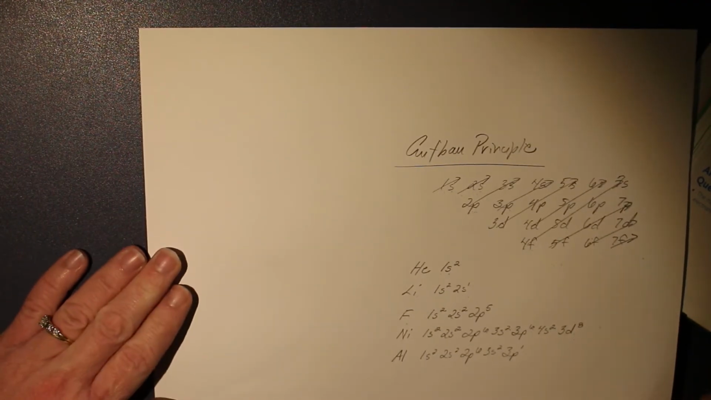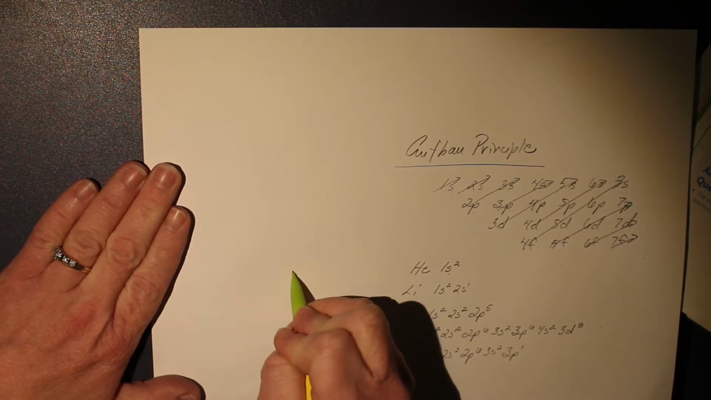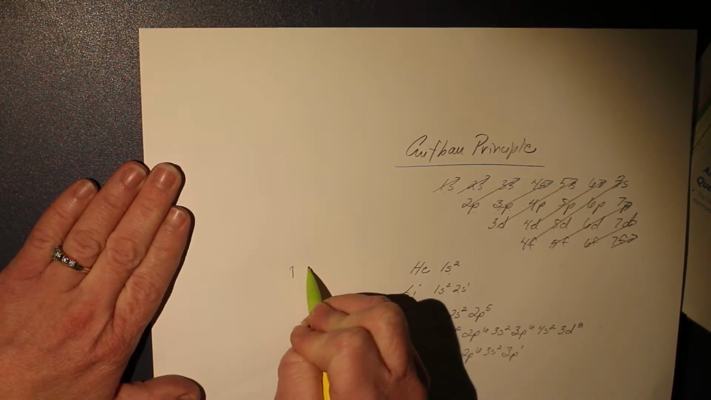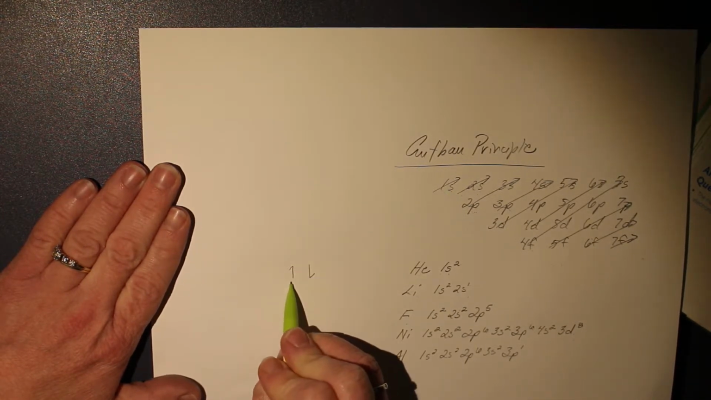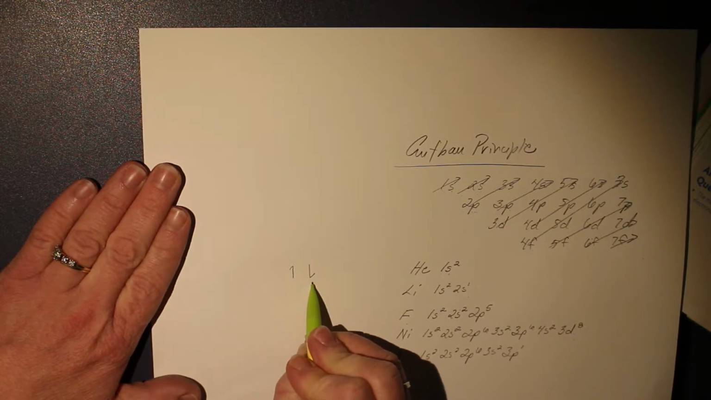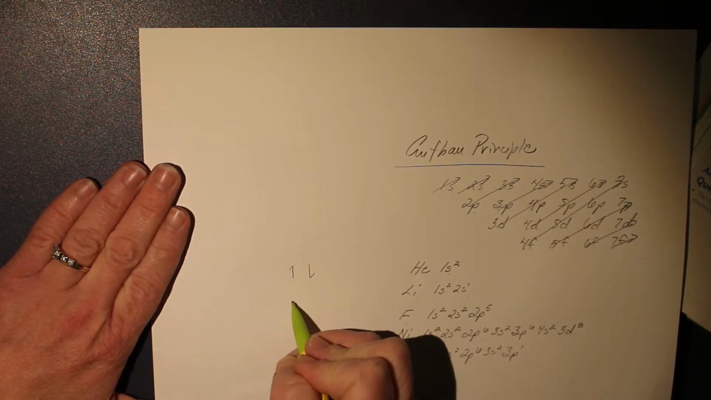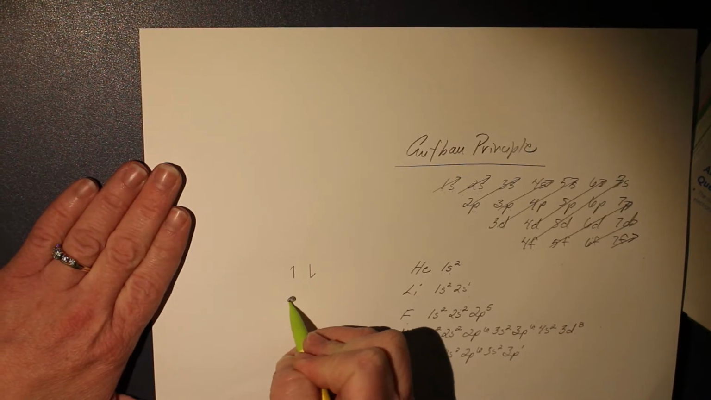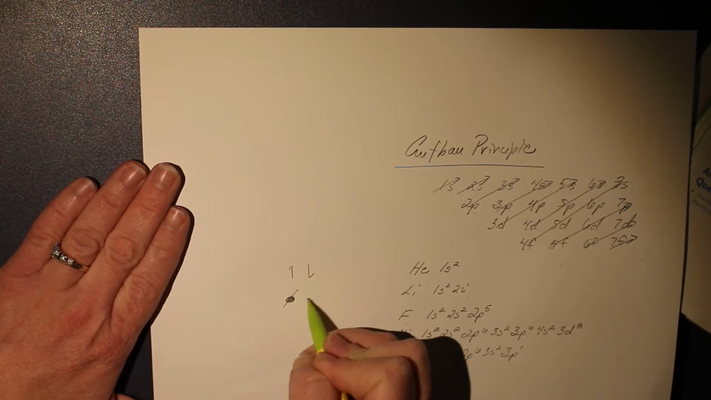Orbital diagrams show arrows for electrons, either an arrow pointing up or an arrow pointing down. It's been experimentally proven that electrons have an axis that they rotate around.